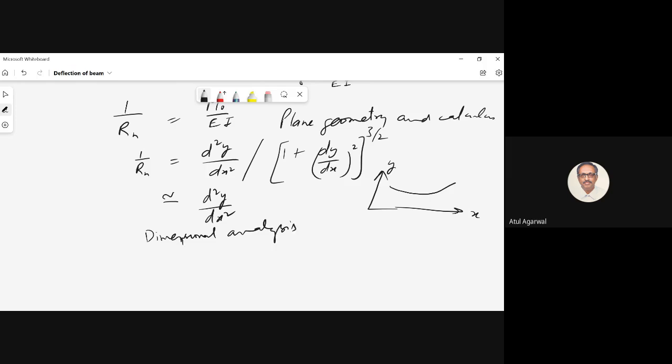What is the dimension of Rn? Rn is a length, so 1 by Rn has dimension 1 by L. Now d square y by dx square: what is that? dy by dx at x plus delta x minus dy by dx at position x, divided by delta x. So what is the unit of dy by dx? Anybody?